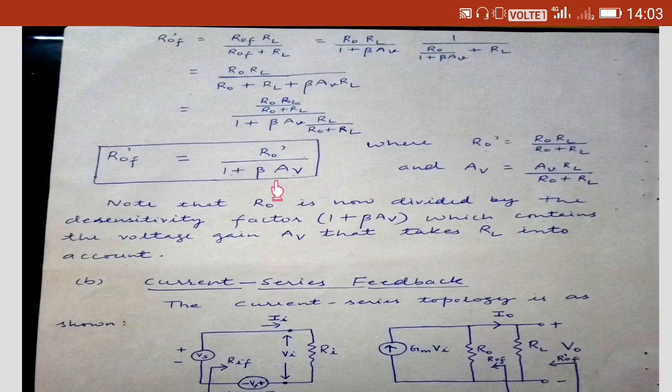So now we have derived all the three quantities. First of all, we have derived RIF, after that ROF, and after that ROF dash. These three expressions we have to find for each and every topology of the feedback amplifier. The procedure is the same for each and every topology. We have discussed in detail for one topology. We can easily use this procedure for other topologies also.